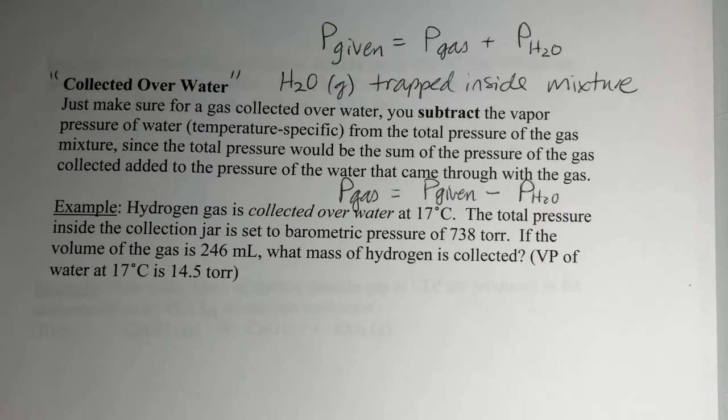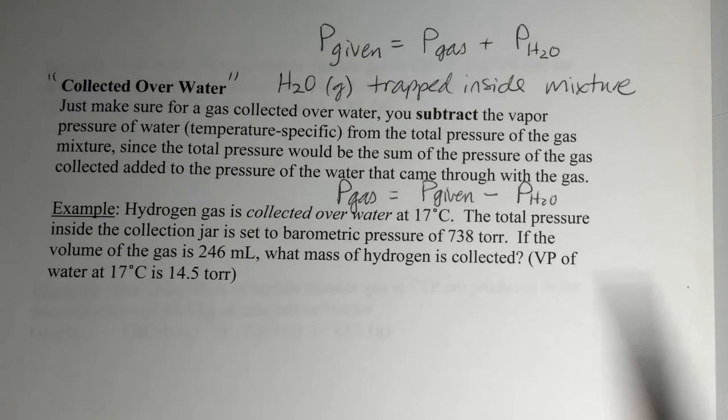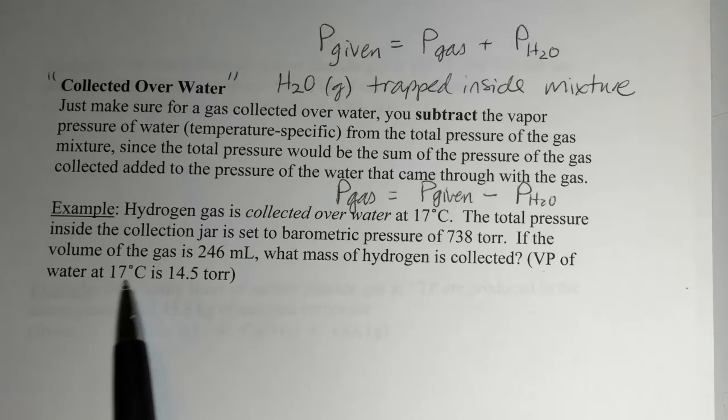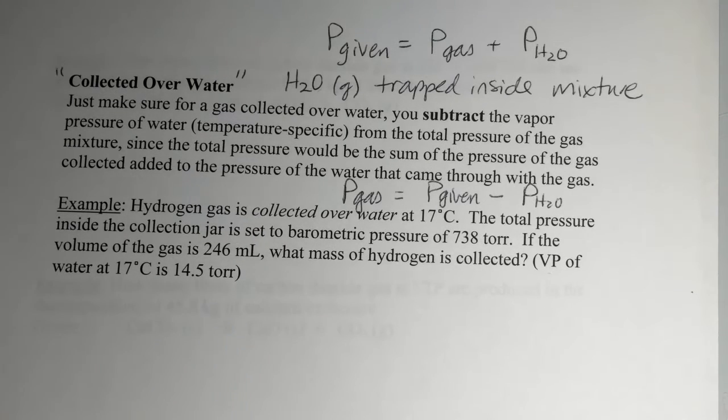And the great thing about the pressure due to water is that it's temperature dependent. So we have tables, vapor pressure of water tables, vapor just meaning gas. So when you see VP, that's vapor pressure or gas pressure. And as long as we know the temperature that we're at, we know the pressure due to water.